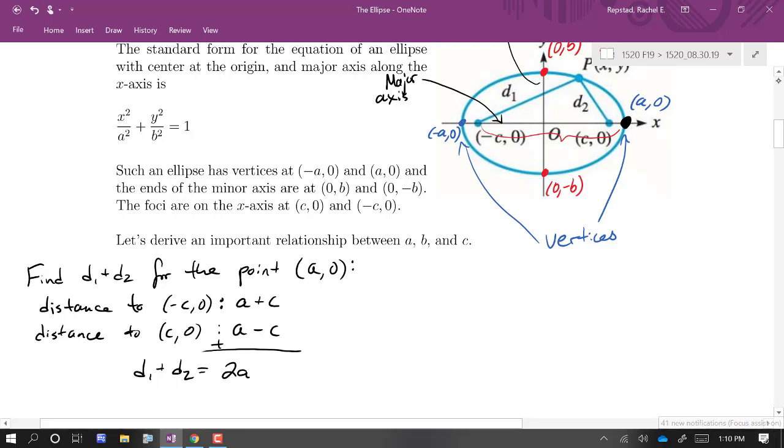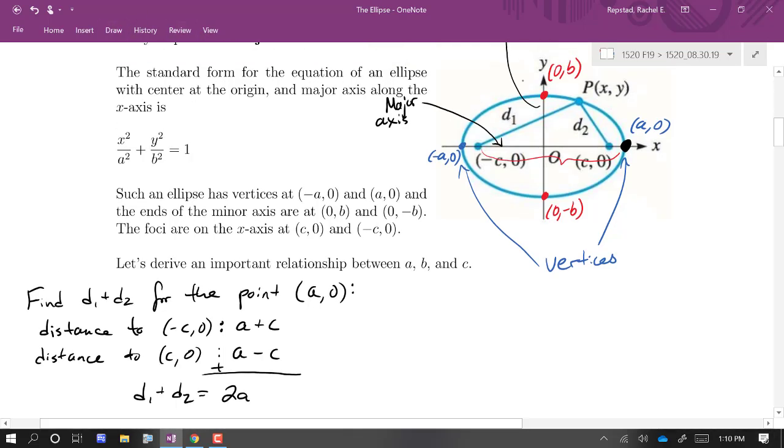Let's do this again, but now we're going to pick an end of the minor axis. Let's pick this point up here at the top.